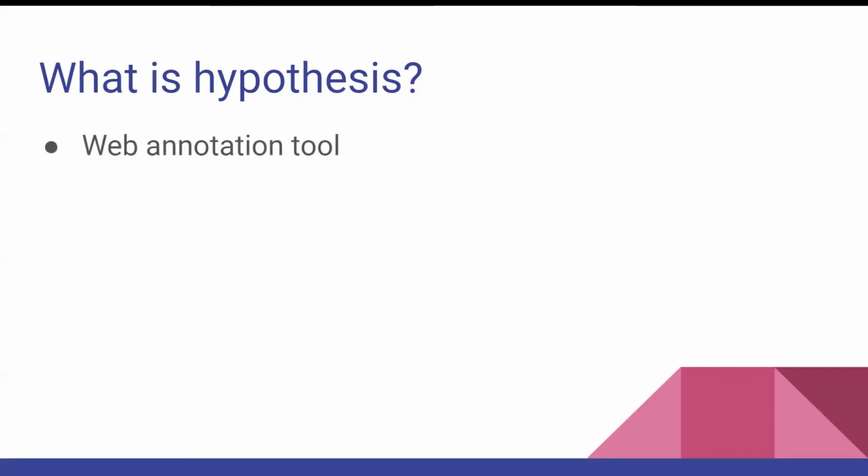So what is Hypothesis? Basically, it's a web annotation tool. In a lot of ways, it does the things that used to be done by Delicious and Diigo. It's a nice way of just marking up or annotating things on the web. You could use it to store bookmarks so you can access them from anywhere. That's what Delicious and Diigo are both known for, basically.